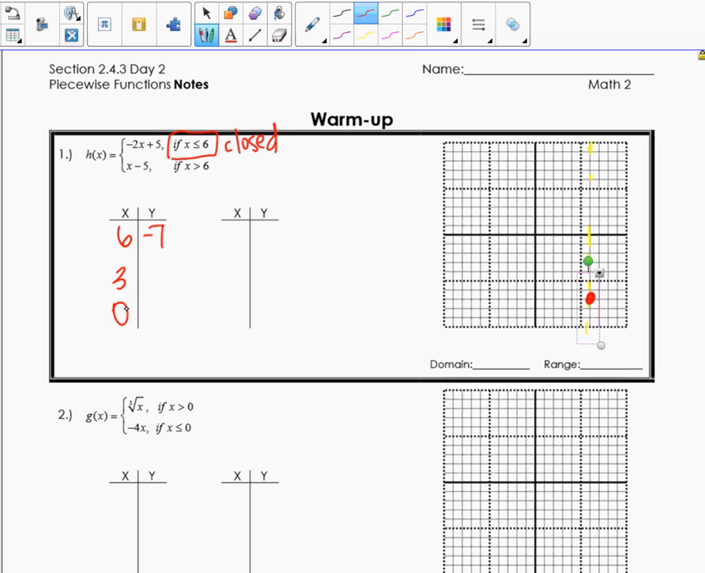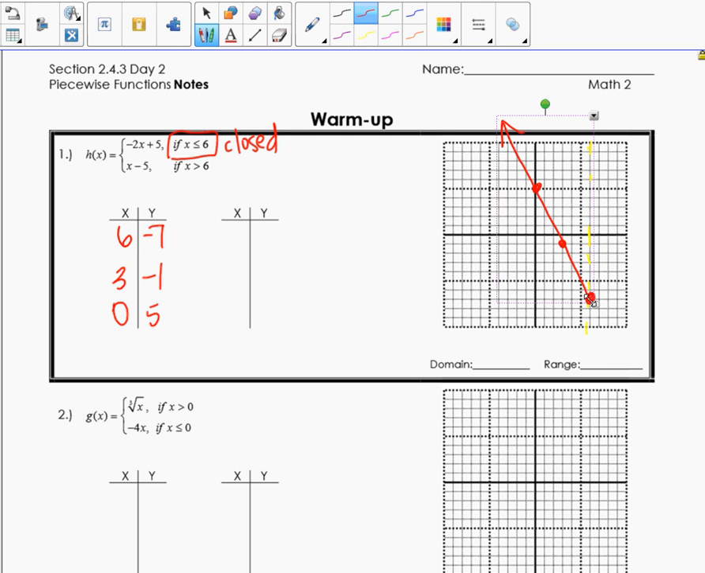So when x is 3, again, you can either use your calculator or you can substitute in values. If x is 3, you're at negative 6 plus 5, which is negative 1. And if x is 0, you're at 5. So we are at 3, negative 1, and 0, 5. So your graph on that part will look like that. Okay, and remember, you cannot have one graph be on both sides of your breaking point.